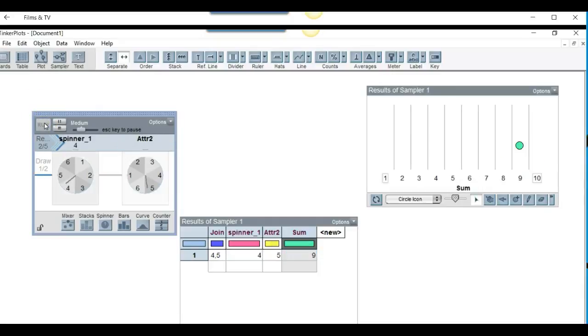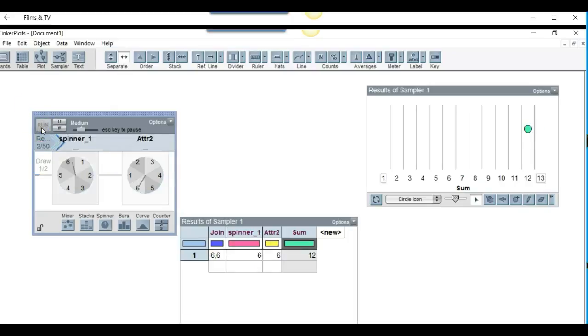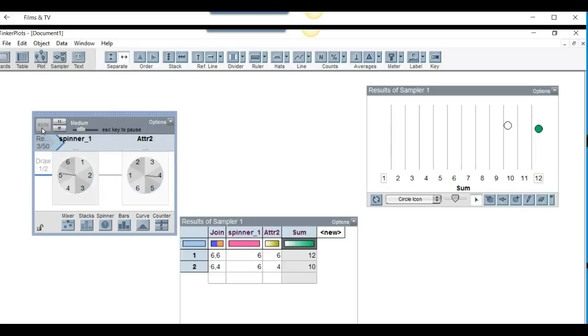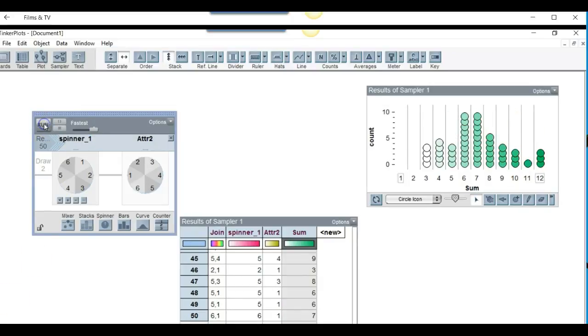So I took the sum of two spinner outcomes, and I called it sum, and I'm plotting it on the dot plot on the right hand side corner. It says results of the sampler sum, and the dot plot is being displayed on the right hand side. Now I am making the spinners run faster so that the video doesn't get longer.